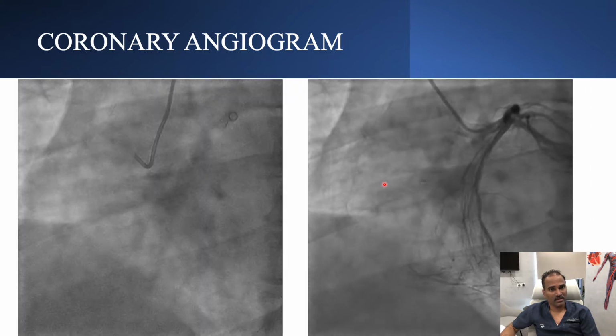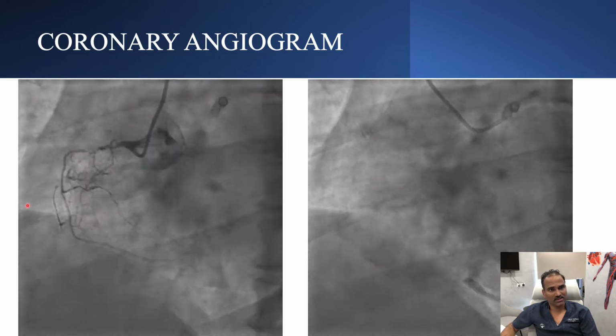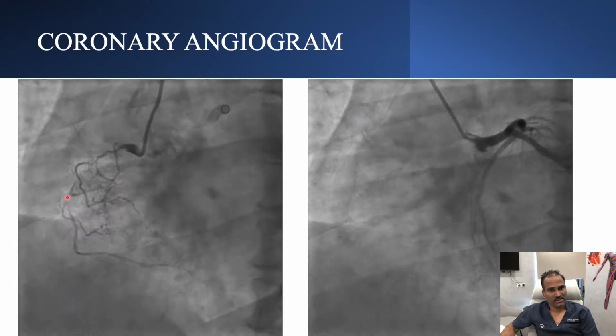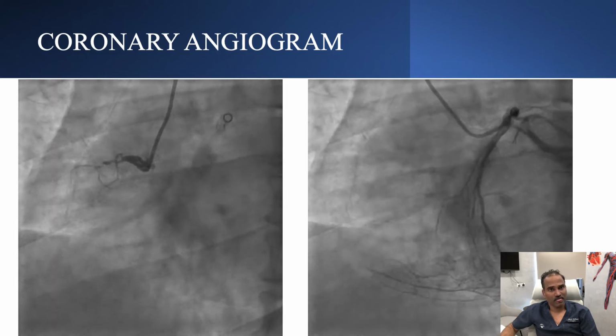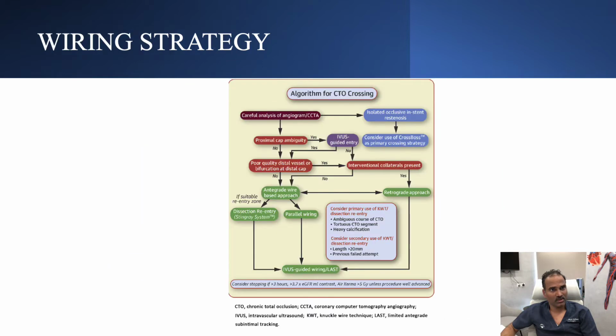This is a left injection and right injection in the same view, just to understand the length of the lesion. You can see the lesion length looks more than 20 millimeter. This is the angiogram of the patient. There looks to be an entry point, but I'm not sure because of the multiple branching. Length is definitely more than 20 millimeter, and there is no obvious calcium visible here. And yes, there is a bend across the CTO, and it's a first-time attempt lesion. So overall JCTO score is 2.